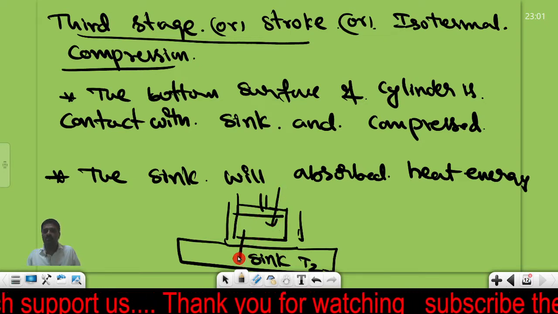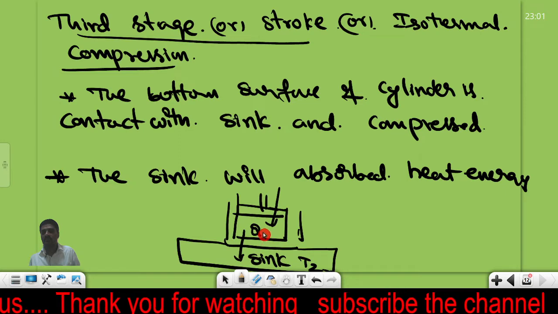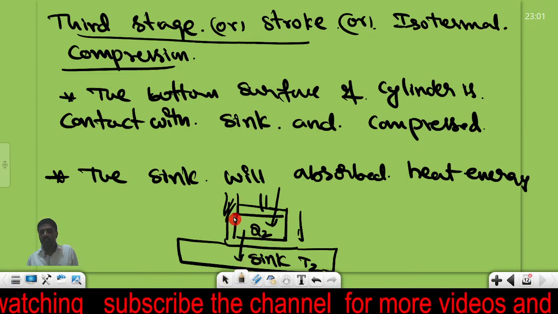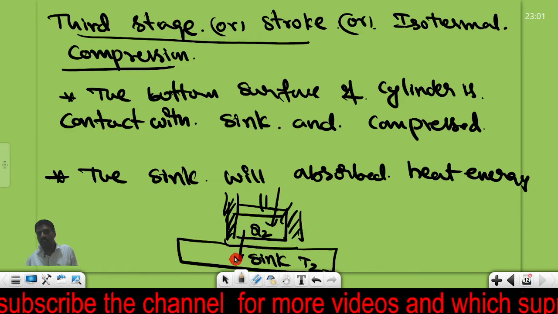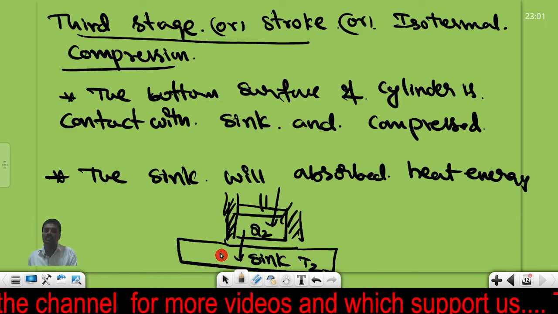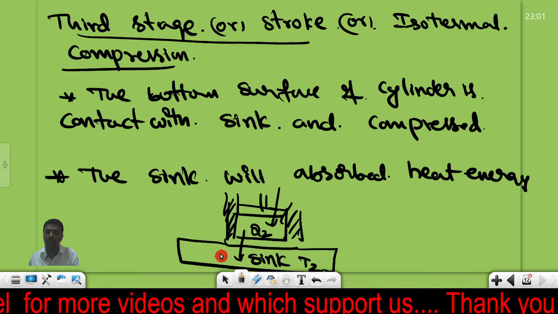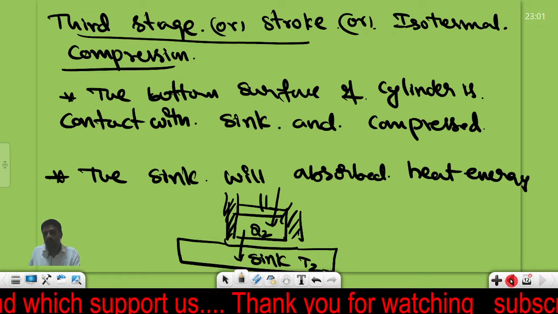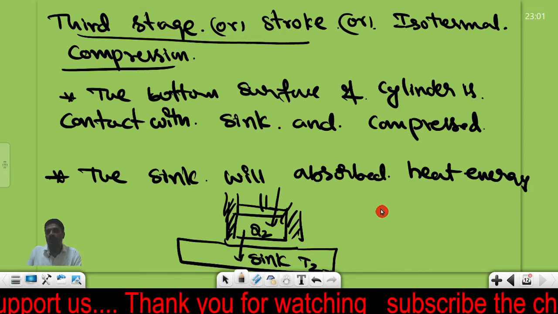So due to this, to maintain the same constant temperature, some of the heat energy is transferred from the working substance to the sink. That heat energy we are taking as Q2. We are assuming that heat energy is nothing but Q2. So now what is the work done in this process? How will the graph look?